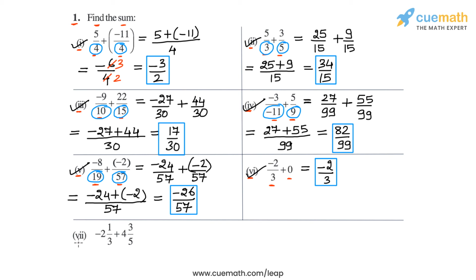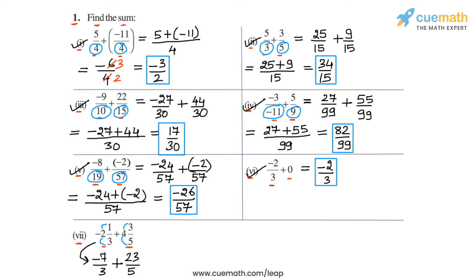And finally, now we come to part 7, in which we have to calculate minus 2 and 1 by 3 plus 4 and 3 by 5. So these two rational numbers are written in mixed form. Let's first write them in the normal form. So minus 2 and 1 by 3 can be written as 3 into 2 is 6, 6 plus 1 is 7. So we can write the first number as minus 7 by 3 plus, then the second number is 4 and 3 by 5. So 5 into 4 is 20, 20 plus 3 is 23. So we can write the second number as 23 by 5.